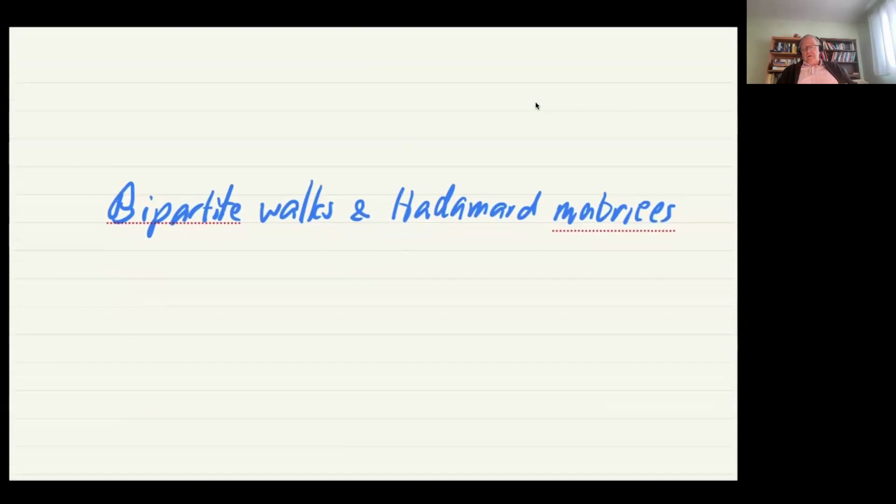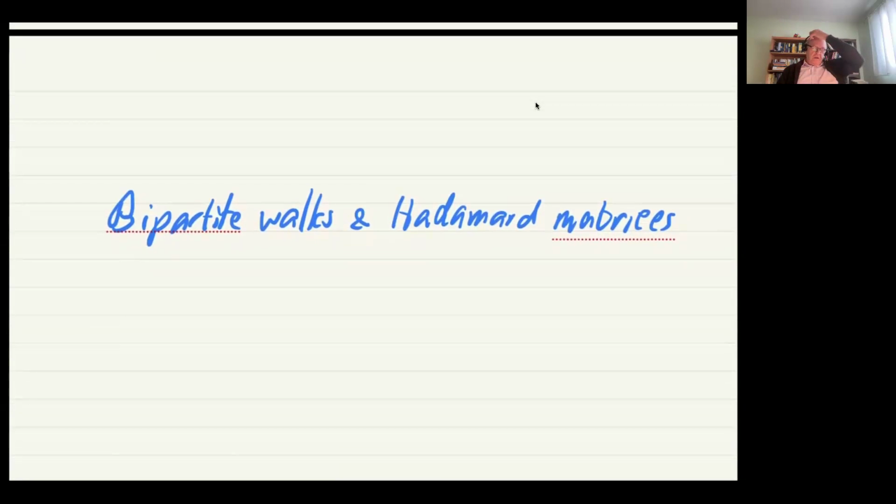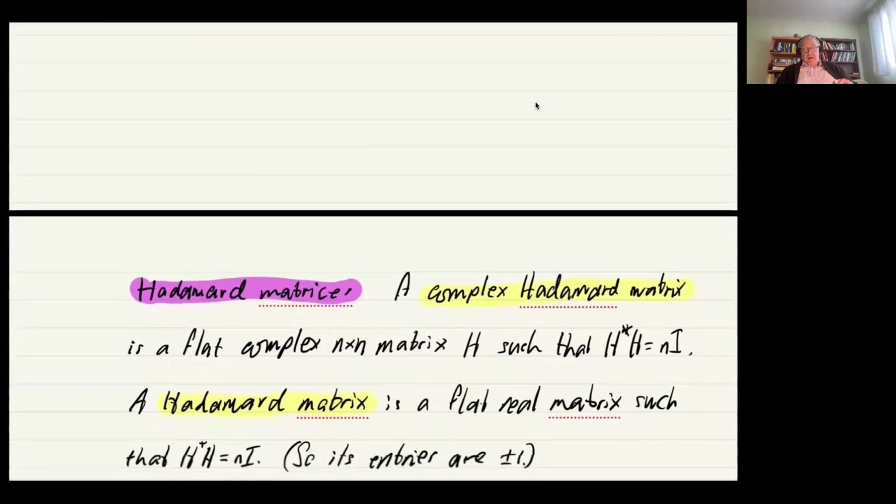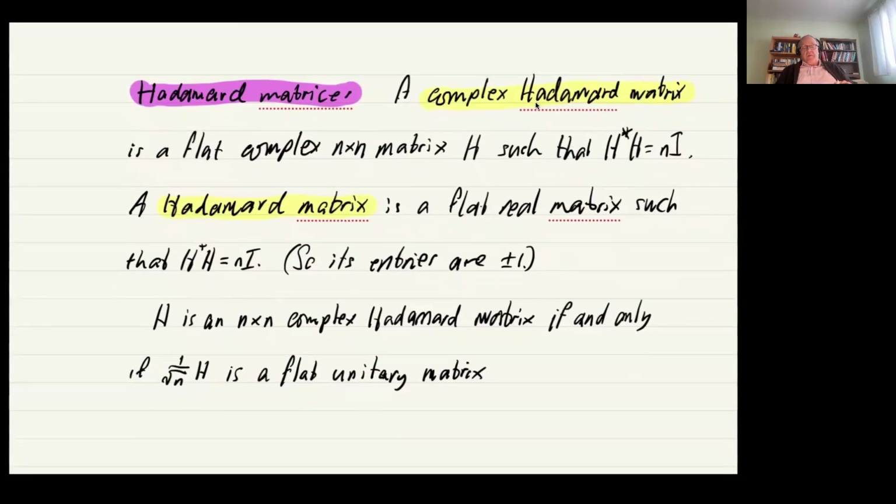Okay, so I want to talk about continuous walks on bipolar graphs and the connection to Hadamard matrices. In the last lecture we worked out some information about the structure of the transition matrix for bipolar walks, and we'll be using that, but I should start by talking about Hadamard matrices. So the terminology is a bit confused. By mathematical standards, not too bad.